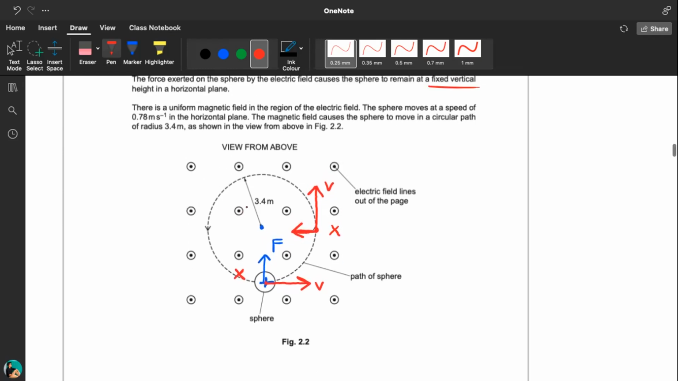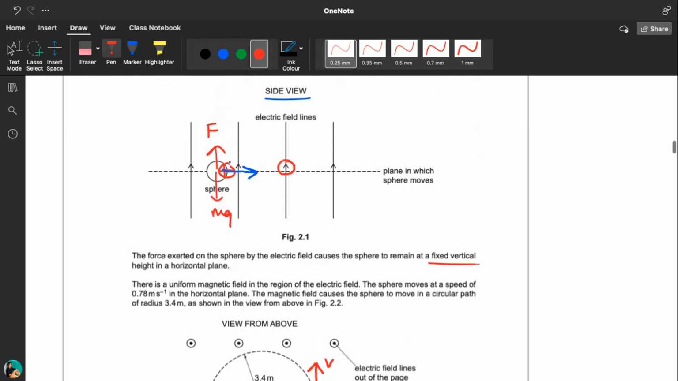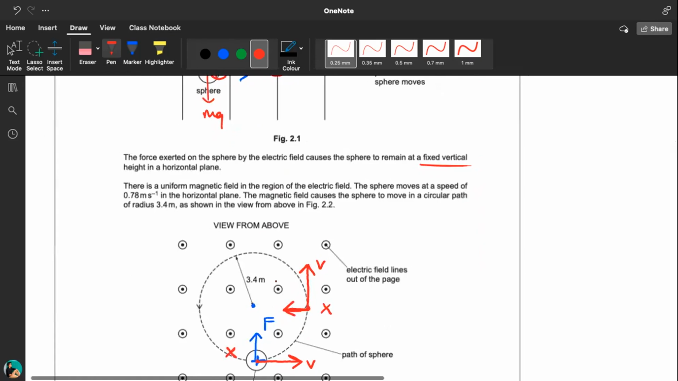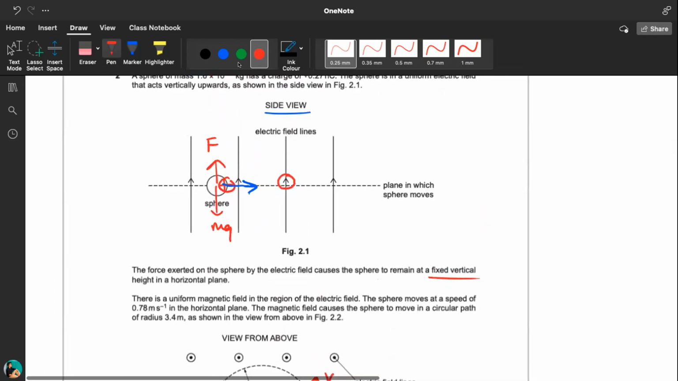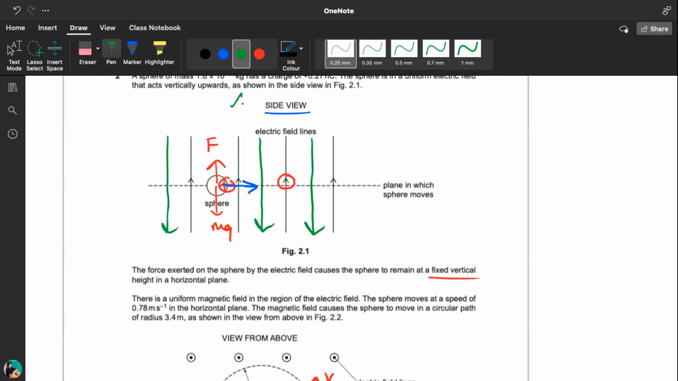What about in this diagram? This is side view. If top view is into the page, side view will be downward, right? It will be downward like this. This is the magnetic field. It's like you're seeing from above, it's into the page. But then in the side view, the magnetic field is going down.